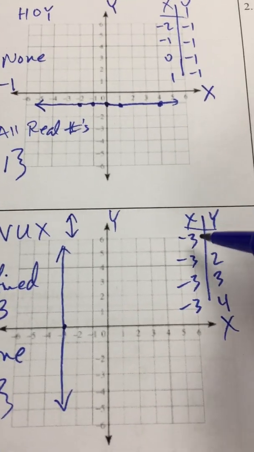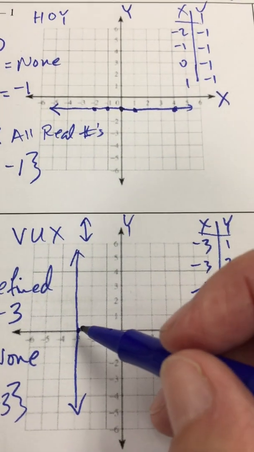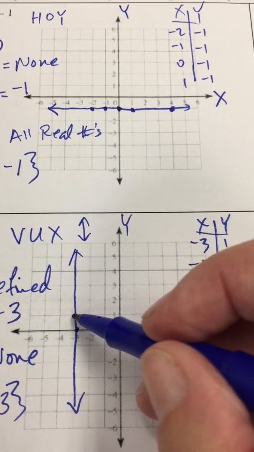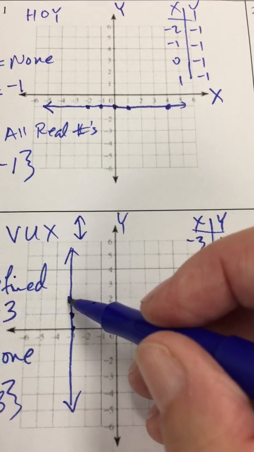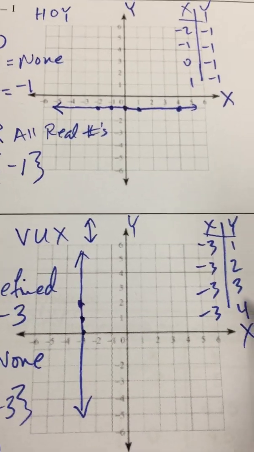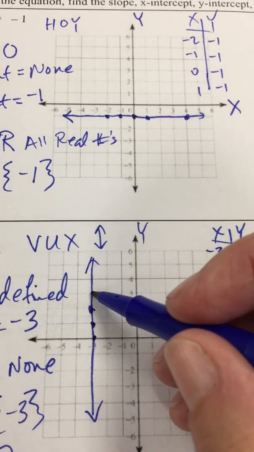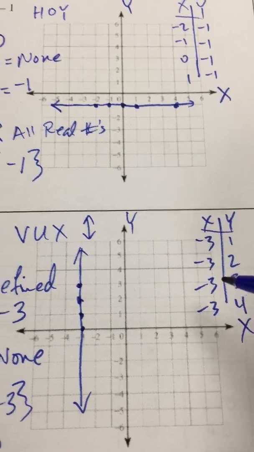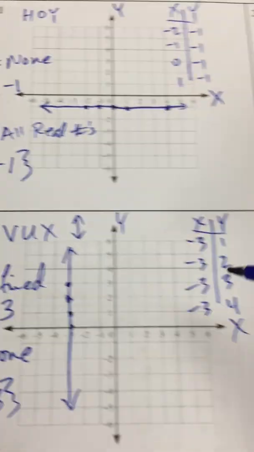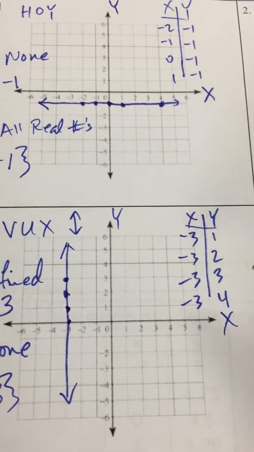If you were to plot this point, -3, 1, that means I run over -3 and jump up to 1. If I were to plot -3, 2, I run over to -3 and jump up to 2, and I'm on that line. If I do -3, 3, I run over -3 and jump up to 3. So no matter what, I will always be on that line because my x's are always -3. X equals -3 is the equation. Your table, x's are always -3.